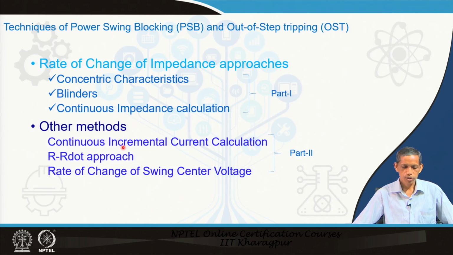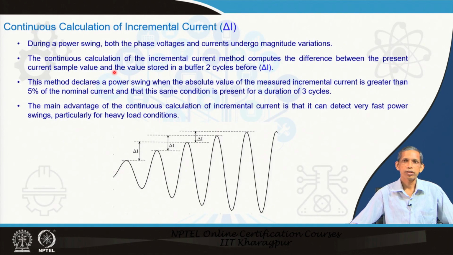The first one is continuous incremental current calculation, which is only current based. The second one is R-Rdot, that is the derivative of resistance, and the third is the rate of change of swing center voltage. The swing center voltage we will define, and then we have its rate of change. So, let us start with the first one, continuous calculation of incremental current.